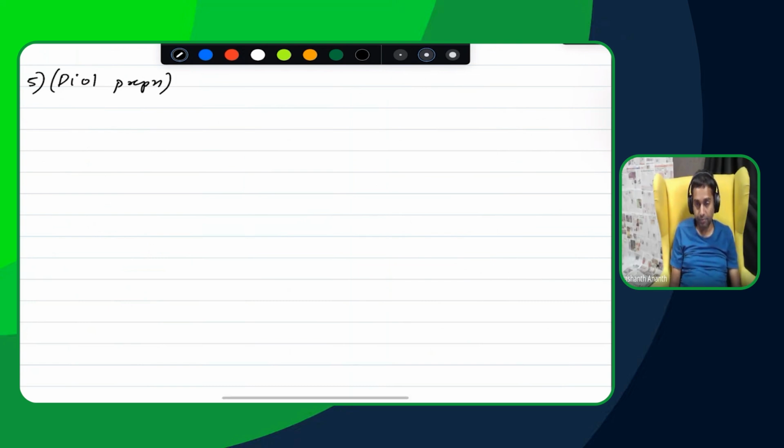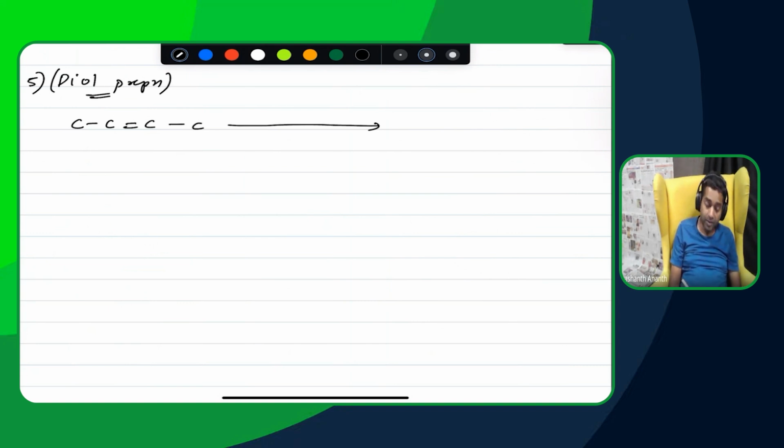Chromic acid was for carboxylic acid. That is basically oxidation again. So, diol preparation: if I have an alkene, two methods are applicable over here.